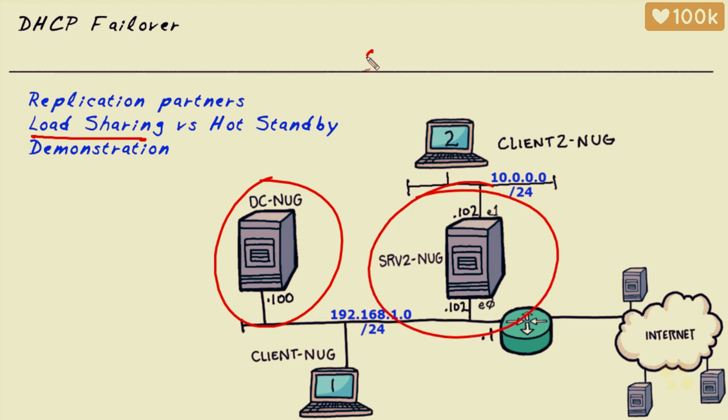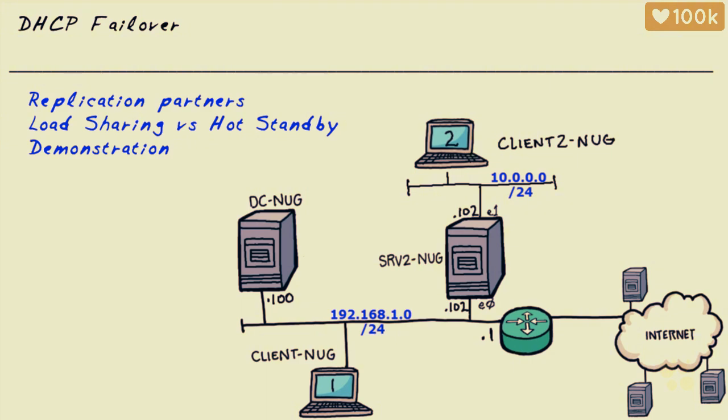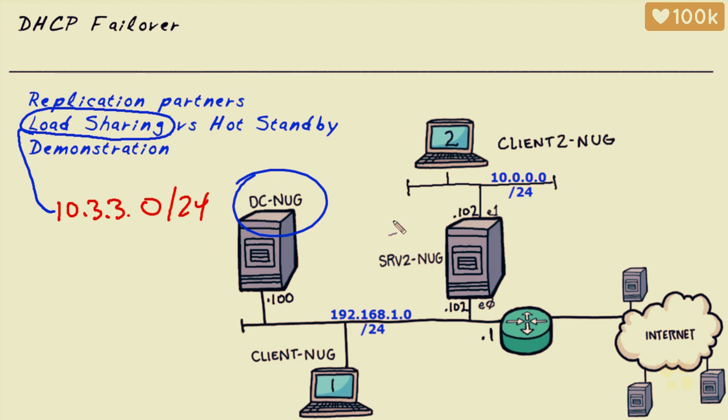And if we wanted to split it 50-50 with the load sharing version of DHCP failover, that's what would happen. So in the lab environment, let's do this. Let's create a scope for the 10.3.3 network. And for 10.3.3, let's go ahead and use active-active load sharing, where DC-NUG and Server 2 get 50% of the load each for that scope.